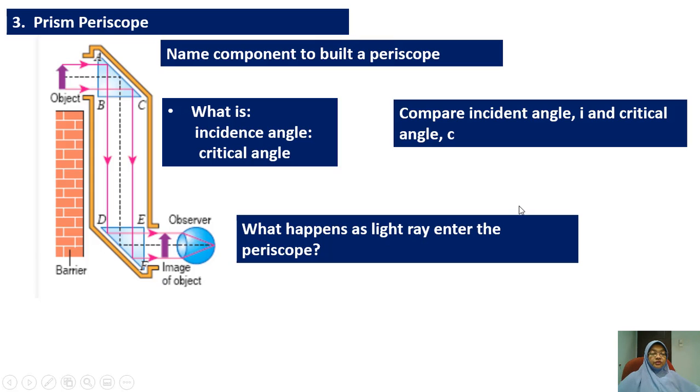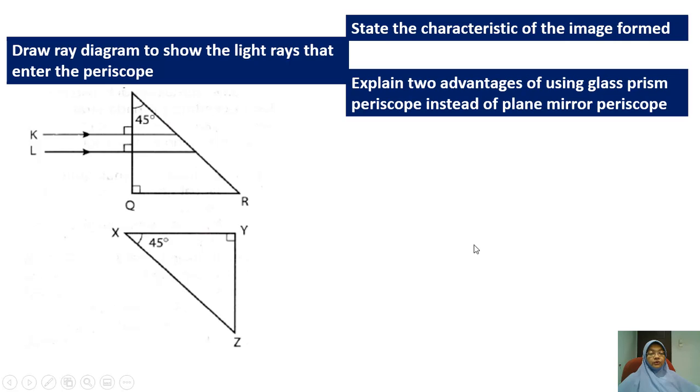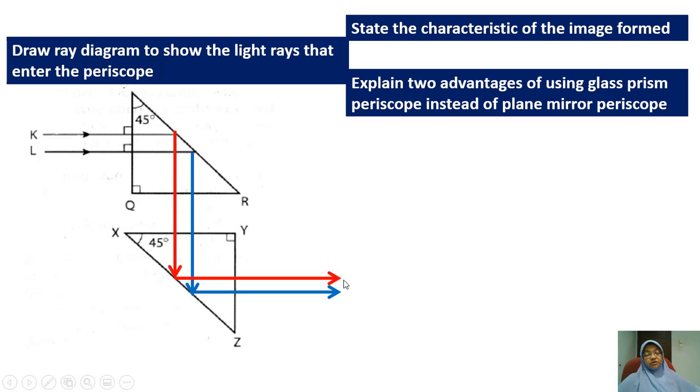Now we move on to the prism periscope. Name the component to build a prism periscope: a 45-degree glass prism. The glass prism here is the blue color. What is the incident angle? The incident angle here is 45 degrees. The critical angle for a glass prism is 42 degrees. Compare: I is larger than C, so total internal reflection occurs. Draw it, and you get it like this. This one, you get that. That's why the image is upright.